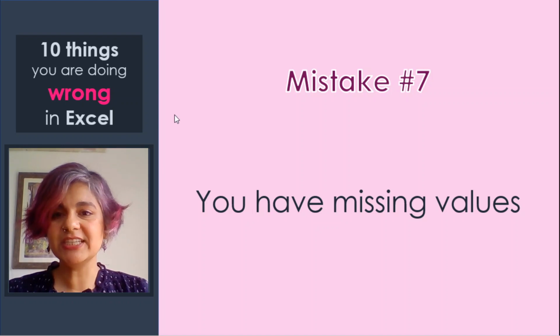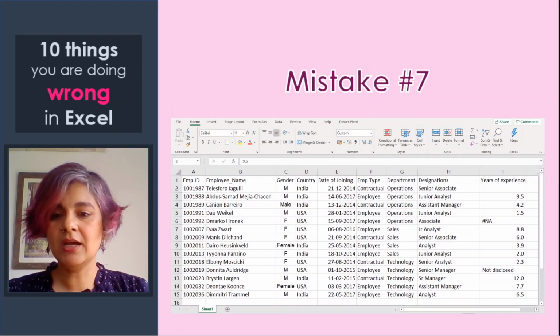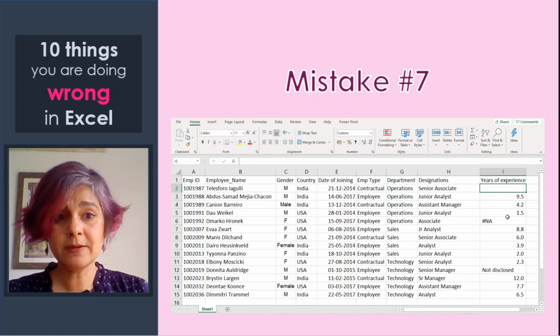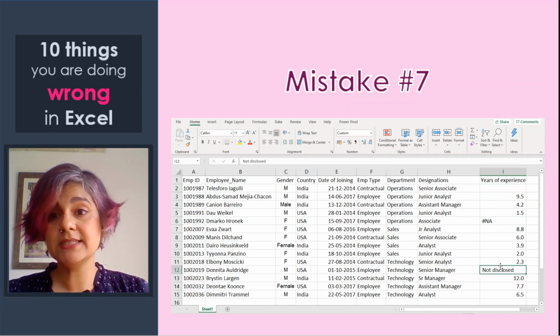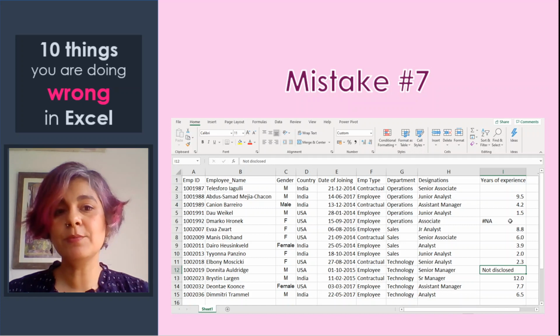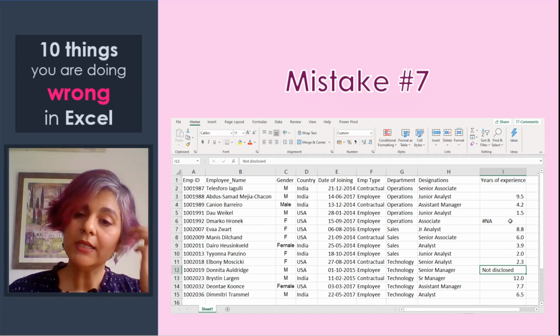Looking at our own sheet, we will illustrate this by looking at, again, the years of experience column. And you can see that I have 3 cells. The first one is blank. This one says #NA. And the third one says not disclosed. So again, 3 missing values, and all 3 of them have been communicated to us in a different way.